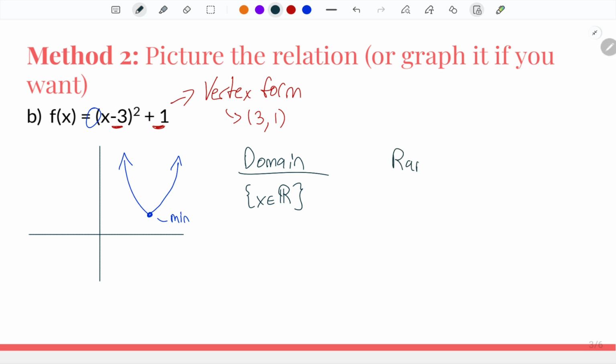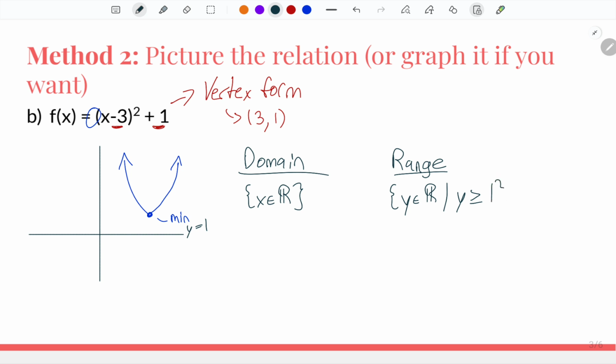And for the range, this is why we want the picture of the graph. It's because we need to know, are we reaching a minimum or a maximum? So in the case of this, we have a minimum, so it means that we could be any real number, but more specifically, it needs to be any real number that's bigger than that minimum or equal to it. And so that minimum was a y value of 1. So we're going to say we're greater than or equal to that y value of 1. And so there we have it.